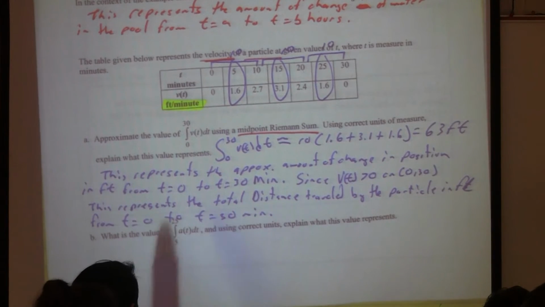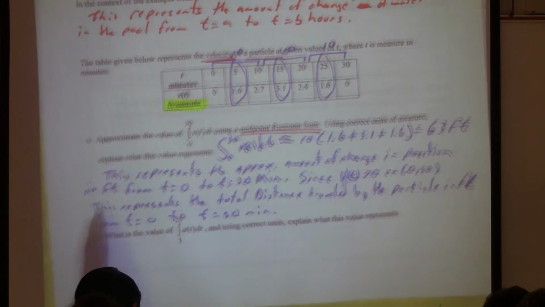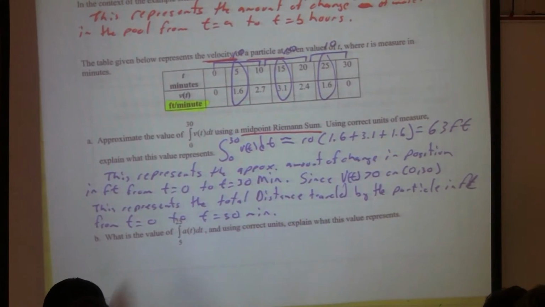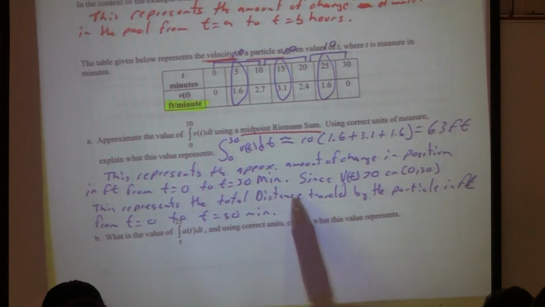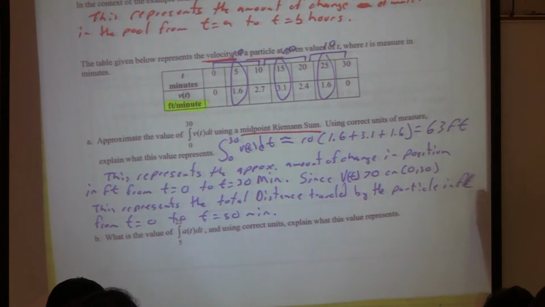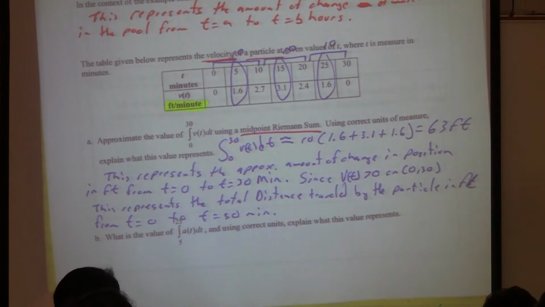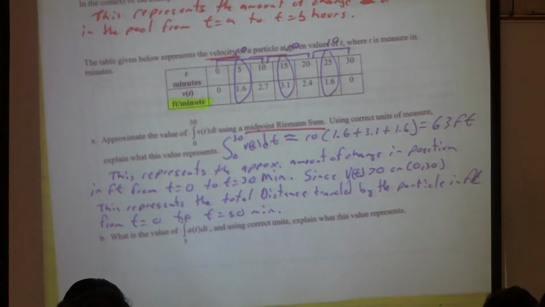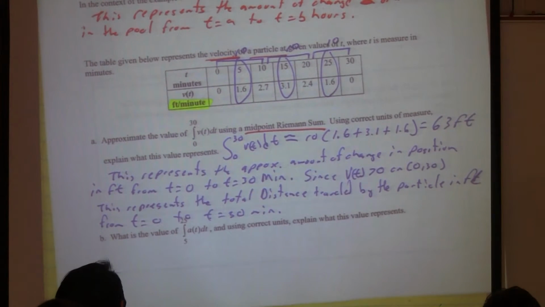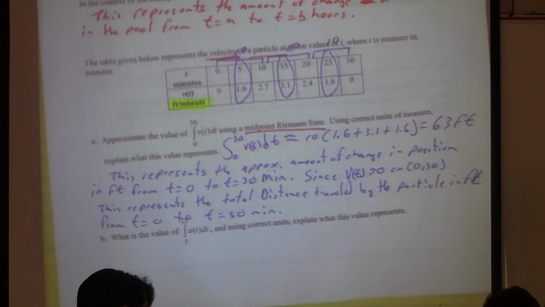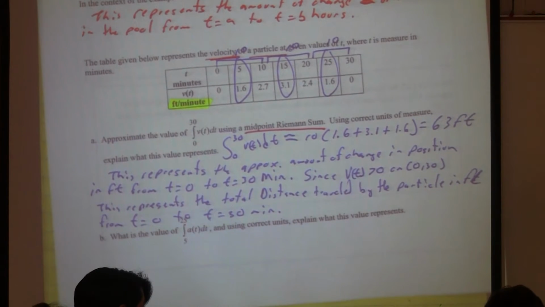Could have said that without saying this represents the displacement, right? Instead of traveled by the particle, the displacement of the particle, in feet from t equals 0 to t equals 30 minutes. All of those would be considered correct answers. All 3 of those, okay? Pretty good? It's gonna take practice. Main thing to get is that when you integrate, you're finding the amount of change in something.